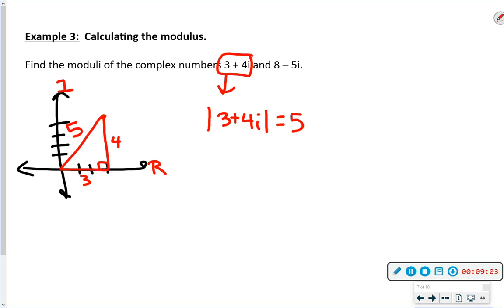Now, I don't want to have to graph them all, because if we don't have to graph them, that's just kind of obnoxious, right? So I'm going to do this one old school. I'm going to go Pythagorean theorem. So, of course, your real part would be 8, but we have to square it in our Pythagorean theorem.